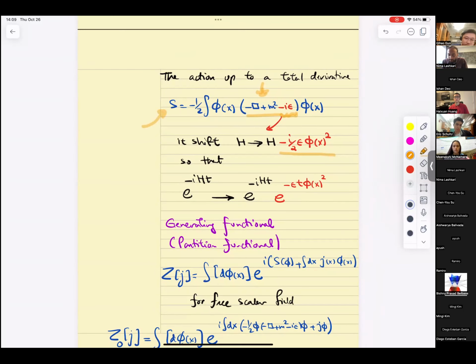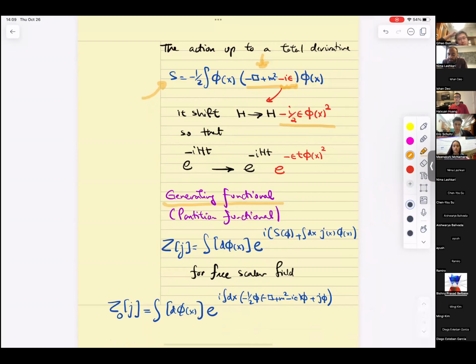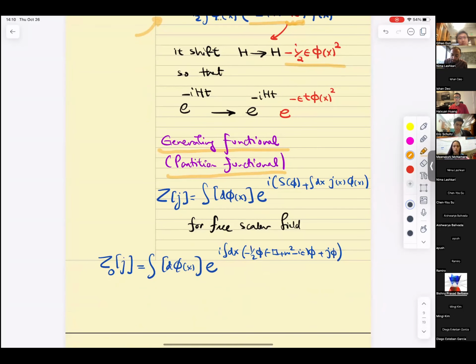This is my action. I'm going to calculate the so-called generating functional. This is the analog of the partition functional in statistical physics, classical physics, right? What is this? You introduce a variable J. This is a source that you couple to your field phi, linearly, and then you put your action up here. This is a partition function. This is the generating functional, right?